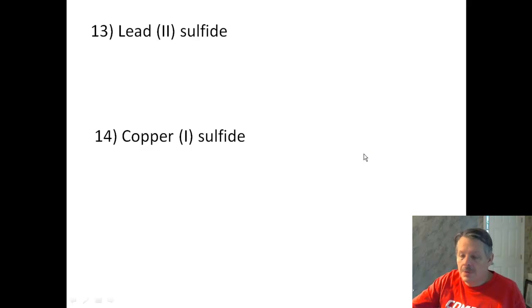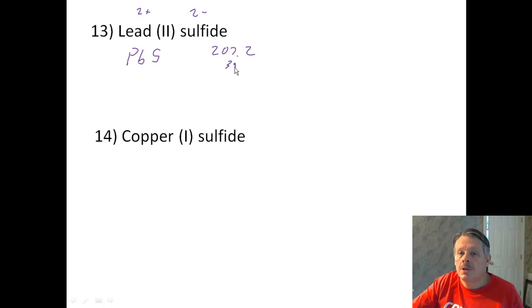Alright, how about lead 2 sulfide? Well, very similar. We have Pb, we have S, 2 plus, 2 minus, they cancel each other out. So I have 207.2 and 32.066. I add them up and my answer is 239.3, and that is grams because we're talking about molar mass.